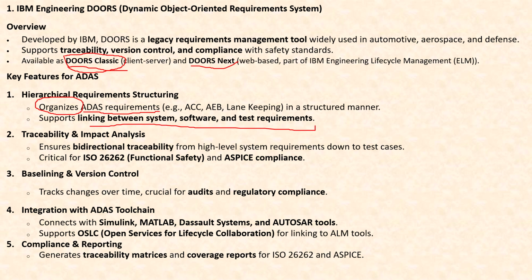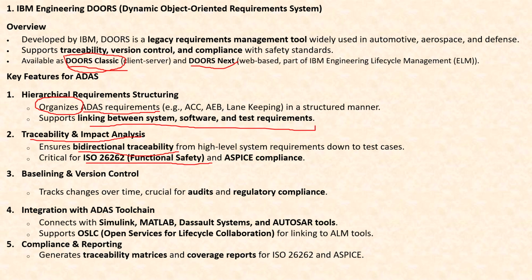Alright, next comes the traceability and the impact analysis. So this clearly ensures a bidirectional traceability from high level system requirements down to the test cases. Right from the high level requirement in the V model, all of you would have seen how the high level requirements are slowly cascaded to the lower level requirements, and from the lower level requirements how test cases are developed, and how from the test cases actual testing happens. So this bidirectional traceability happens from the high level requirements to the test cases, and this is critical for ISO 26262.